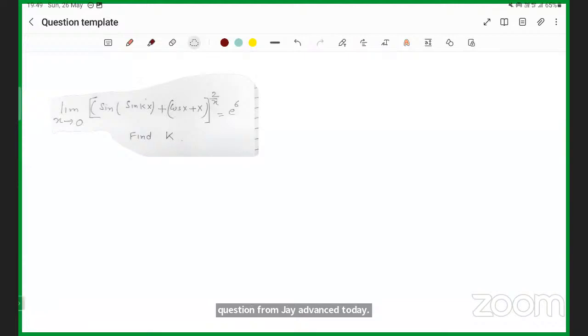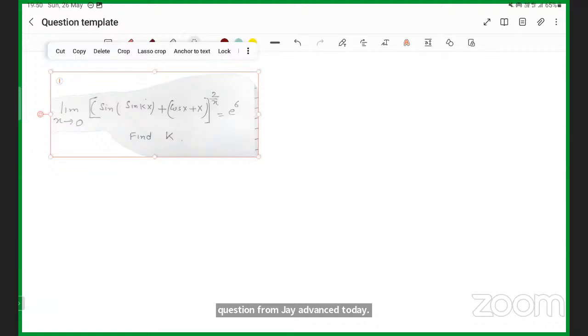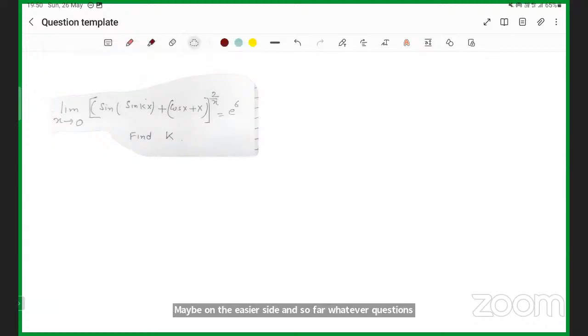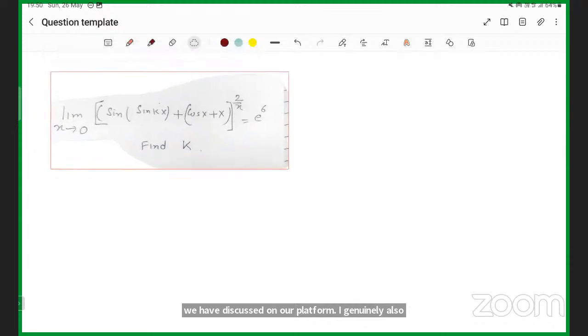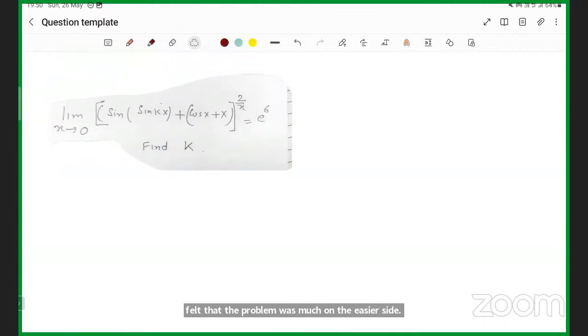So, good evening, students. Finally, the day has come when you have attempted JEE Advanced, and I'm sure that from the inputs we have got from the students so far, most of them have found that mathematics was on the easier side. And whatever questions we have discussed on our platform so far, I genuinely also felt the problems were much on the easier side. So this is another question which I feel is quite equivalent to NCERT level. Or if you have come across any study material or any test, even for JEE Mains, you would have come across such questions.